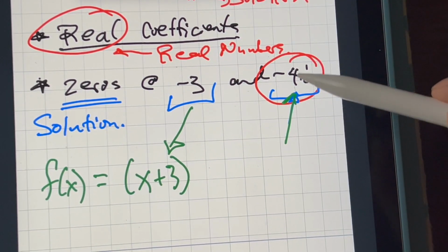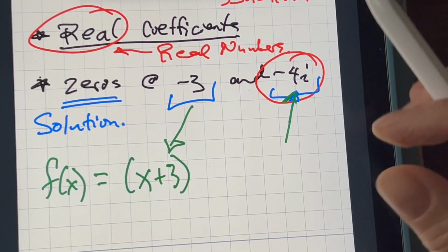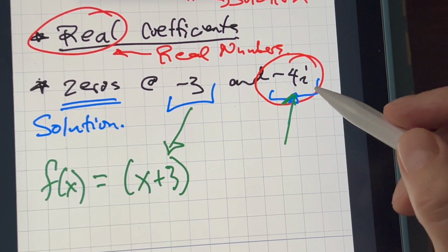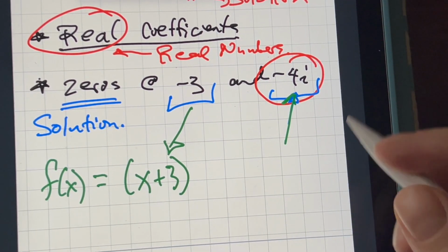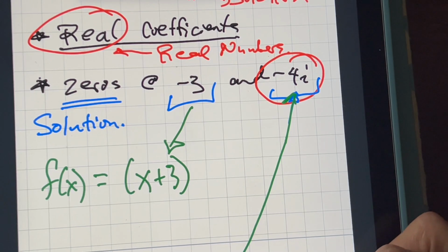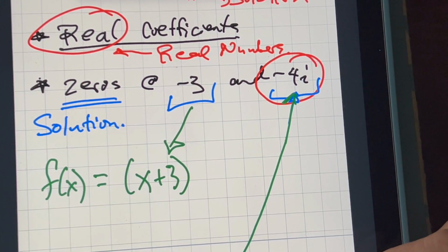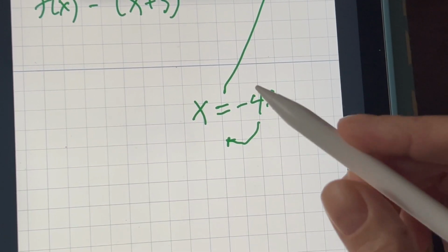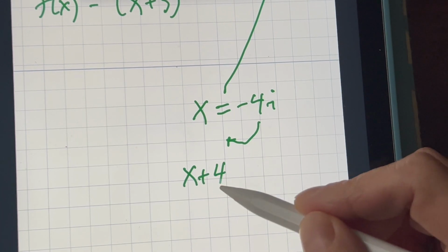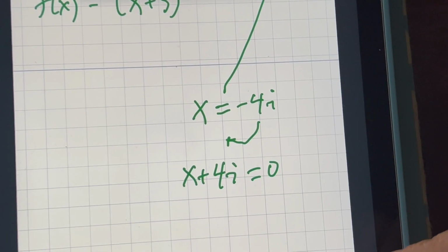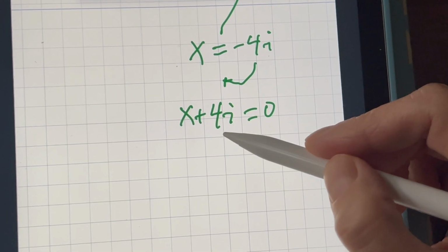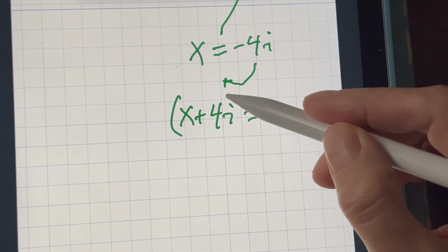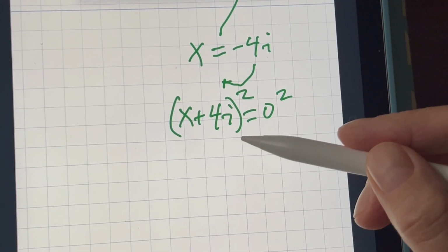What we can gather from this is a square. So let's go backwards, exactly what we did with x plus 3, but now going backwards. X equals negative 4i. We're going to move this over and say x plus 4i equals 0. That's the zero. But something happened in here because this is not real. This is an imaginary number. So let's square both sides.